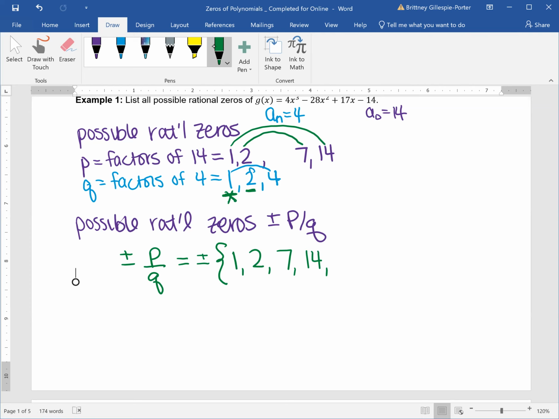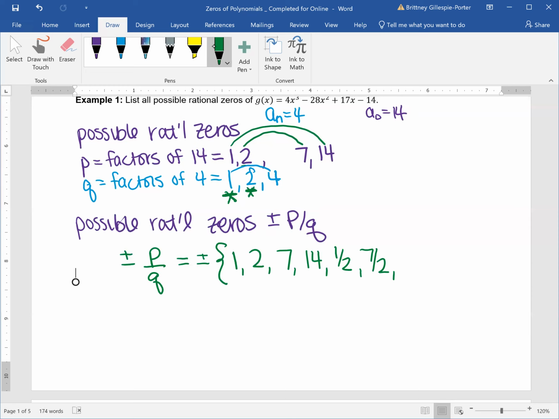Now I start with my 2. 1 divided by 2 is 1/2. That's new. I need to include it on the list. 2 divided by 2 is 1, already on the list. 7 divided by 2, that's new. I'm going to include that on the list. If you put this in your calculator and you get 3.5, convert it back to a fraction. 14 divided by 2 is 7, already on the list. Because I took all the factors of 14 divided by 2, I'm done with the 2.